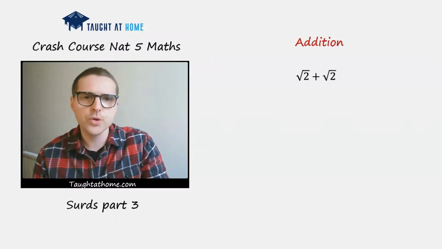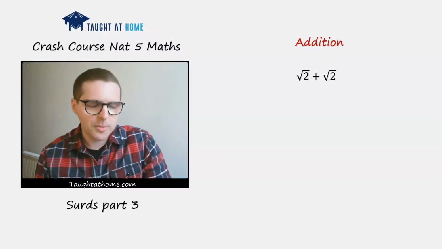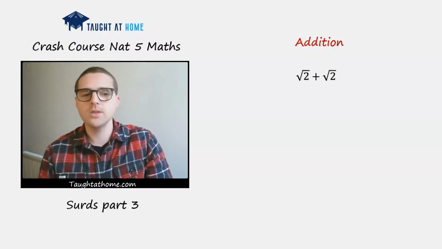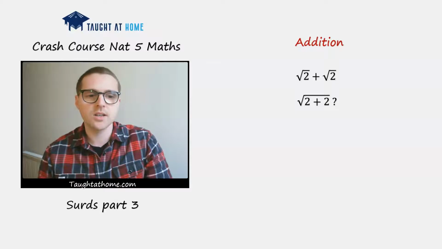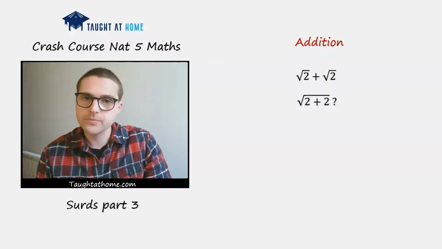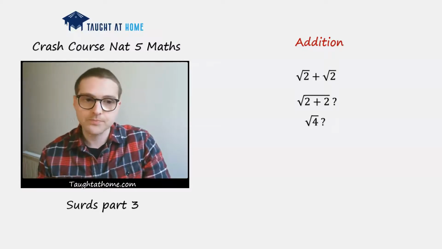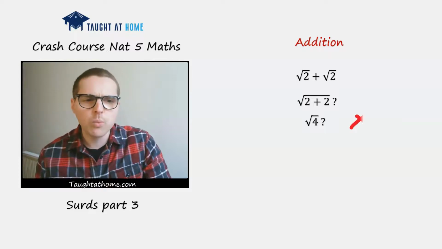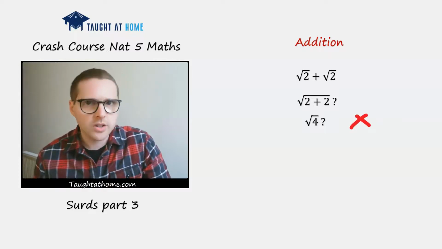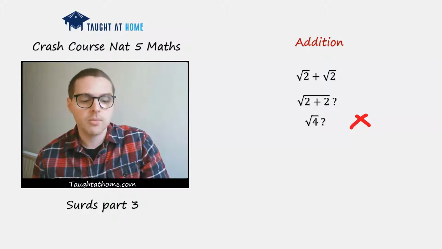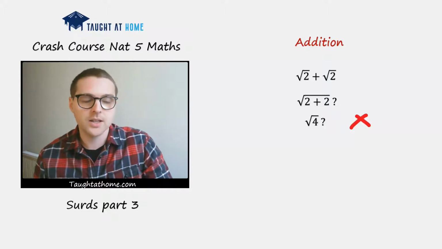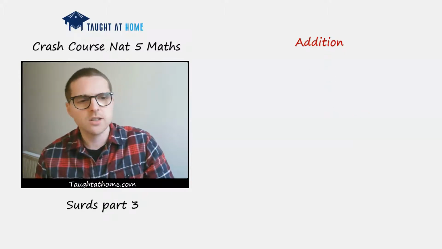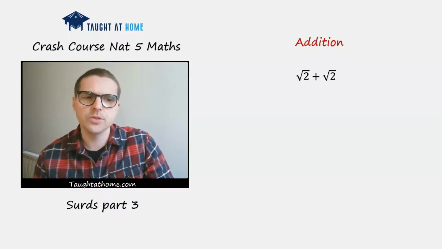If we have root 2 plus root 2, a lot of people may be tempted to think that this is the same thing as saying the square root of 2 plus 2, which would be the square root of 4, which would just be 2. This is incorrect. There is another method that we have to use, which is different to when we're multiplying surds. So let's have a look at this.